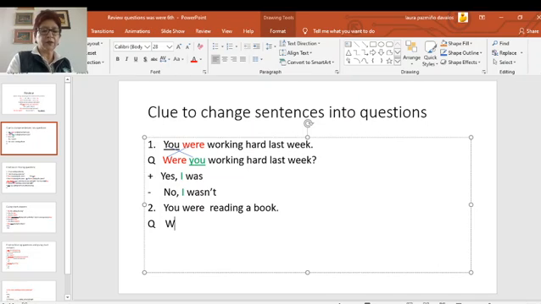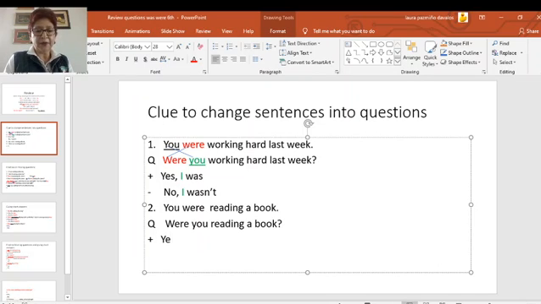Okay, first, where? Second place, you for a question. Were you? And then the complement. Reading a book. Were you reading a book? What should I write? Period or question mark? Question mark because it's a question. Let's give a short affirmative answer. Affirmative. Let's give a short affirmative answer.